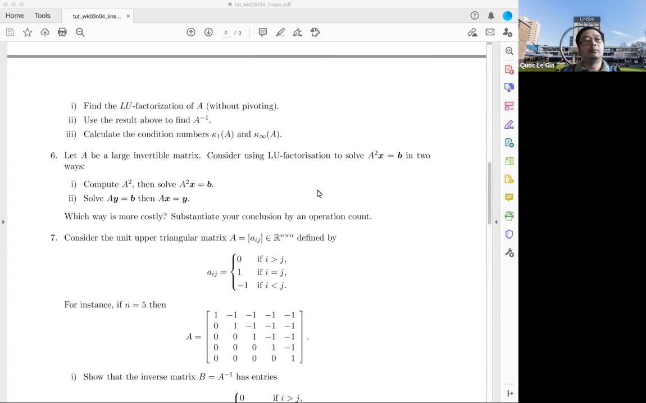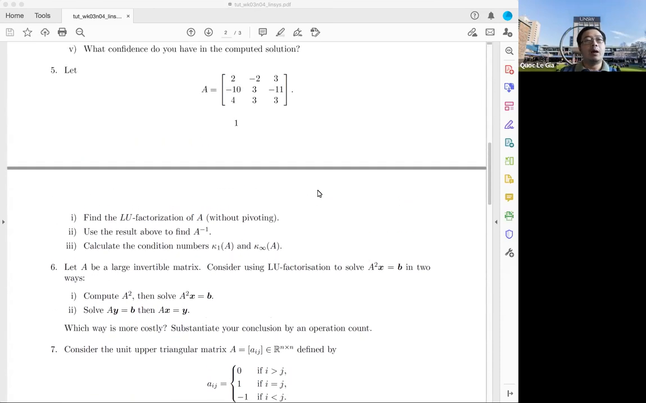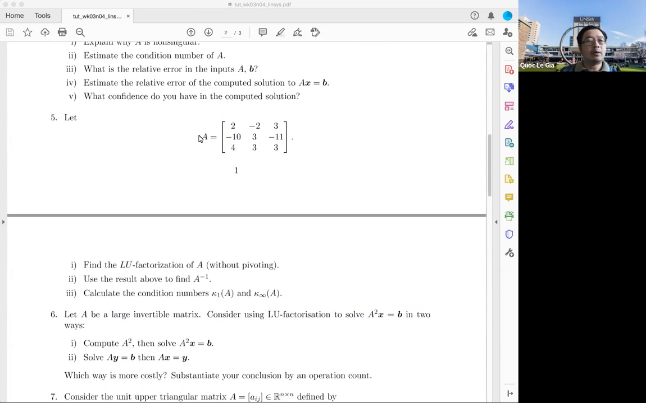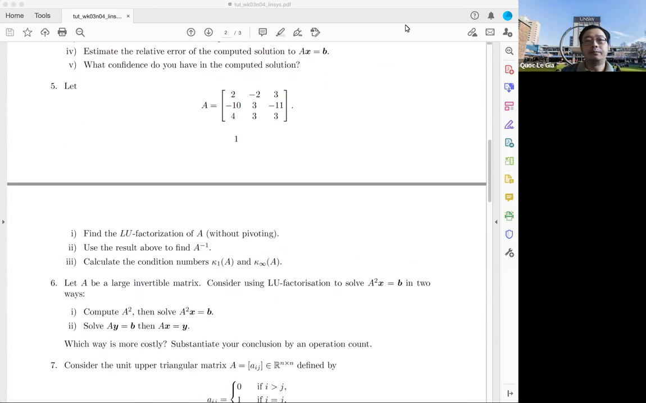I believe that I have posted solution for up to question 5. So question 5, it's just Gaussian elimination. So just perform Gaussian elimination, and then you can get the LU factorization. So please read the solution, okay?